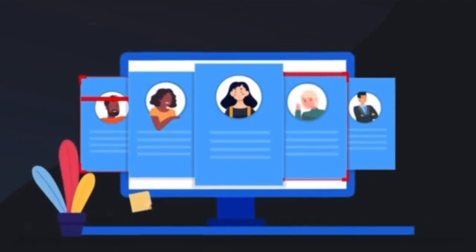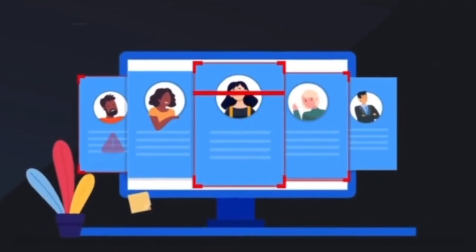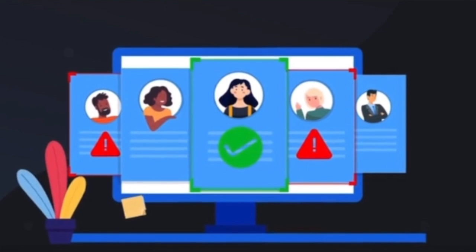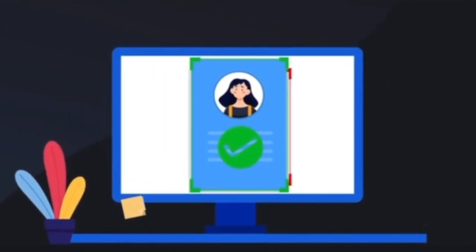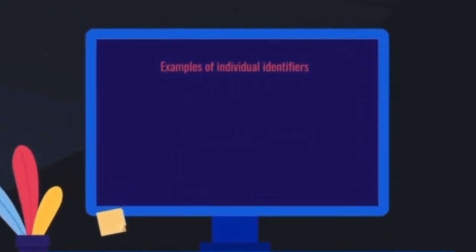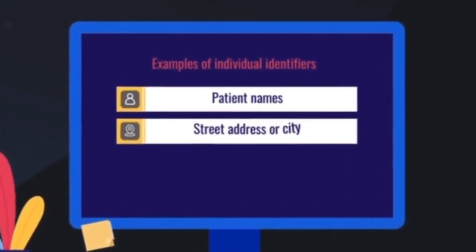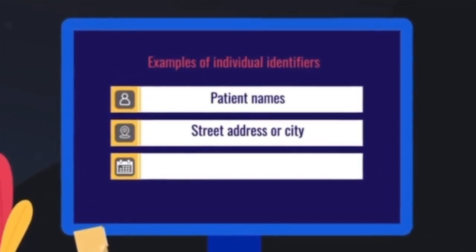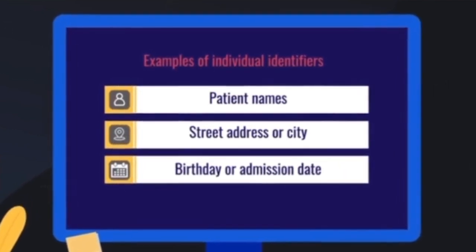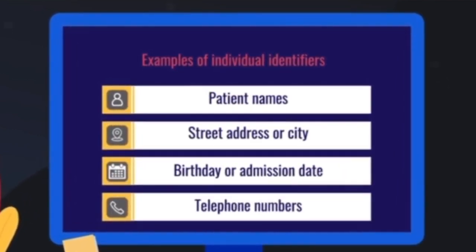Any health information is considered PHI if there is a reasonable basis to believe that it can be used to identify an individual. Examples of individual identifiers include patient names, geography, such as street address or city, dates except years, like a birthday or admission date, and even telephone numbers.